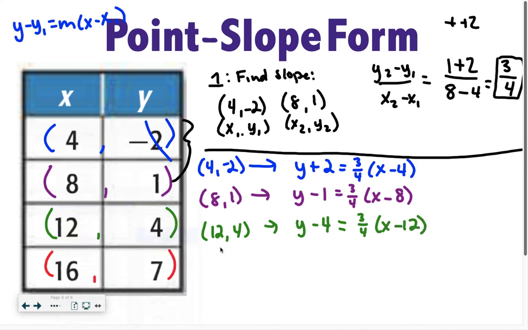And I want you to go ahead and try this last one using the point 16, 7. What would the equation look like? Good luck. Hopefully you got y minus 7 equals 3/4 times x minus 16.